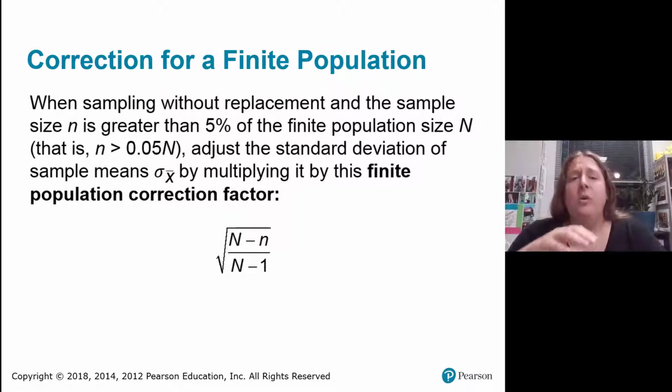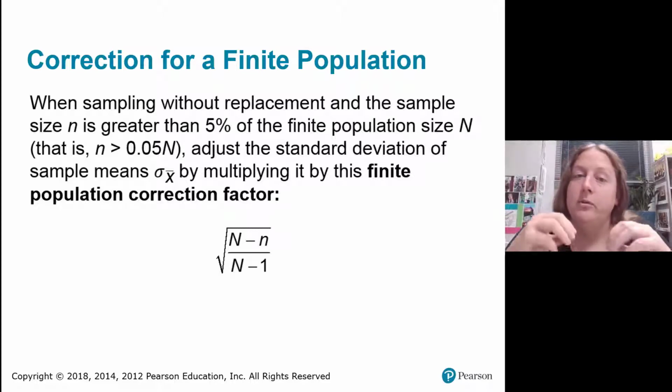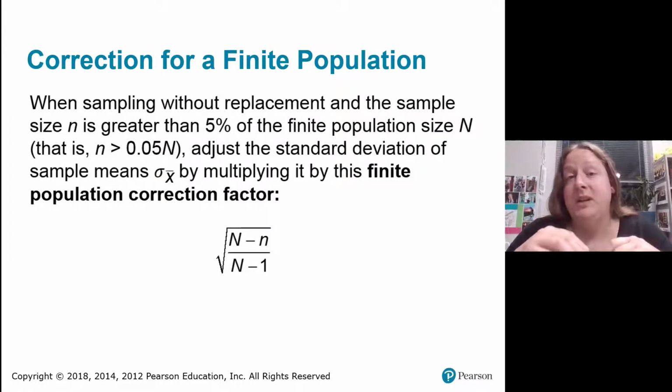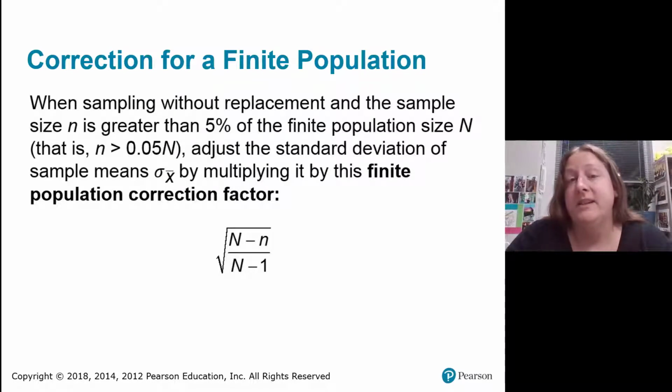Finally, we were talking about replacement being important so we get independent events, and if we've got that 5% rule met, we don't have to worry about replacement happening or not. So here's a way to deal with no replacing happening and having a sample that's greater than 5% of the population we're dealing with. When sampling without replacement, our events can't be considered independent, and our sample size is greater than 5% of whatever our finite population is.